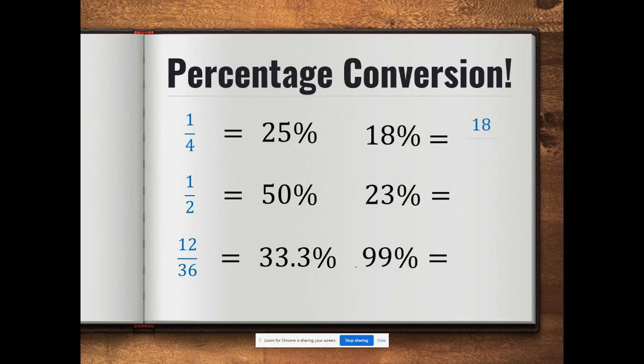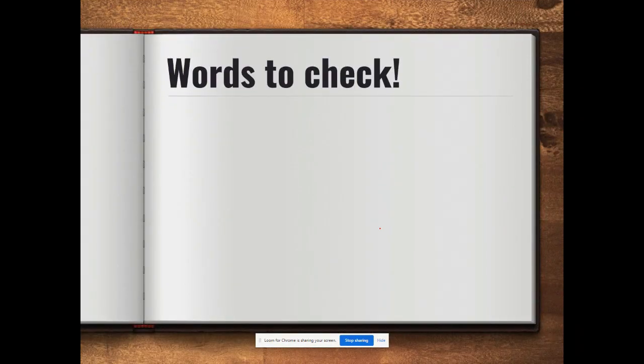18% is going to be 18/100. You're going to use this 18 as your numerator, and you will divide it by 100 as your denominator. 23% is going to be 23/100. And 99% is going to be 99/100. There are words to check like of, is, by, and to.